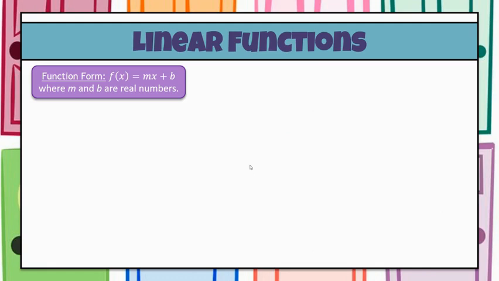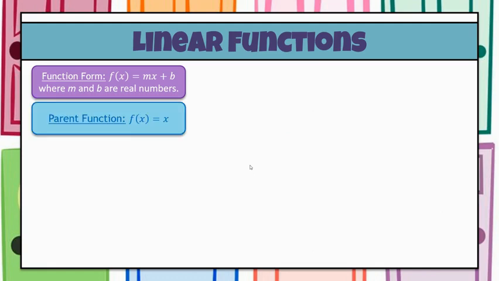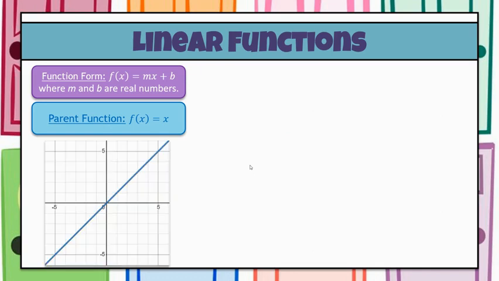You should have talked about that a little bit in 7th grade. The parent function of f of x is equal to x. So that's the parent linear function, and it looks like this. It's just a straight line with a slope of 1, up 1 over 1, that goes through the origin. This is the original linear function. It's the parent function. Now later on, we'll talk about moving this function around, but this is the original.